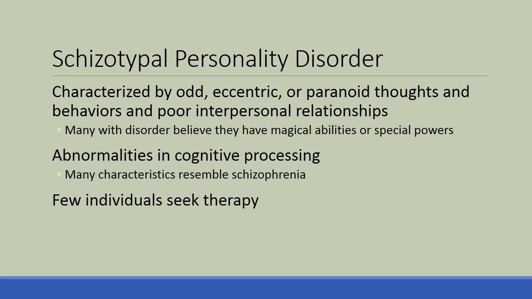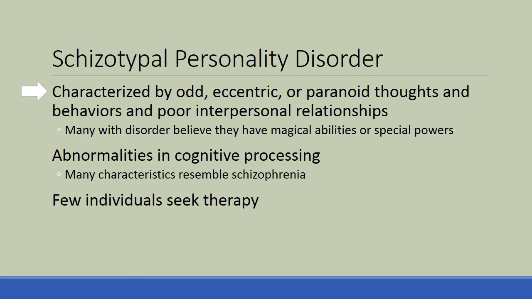The final diagnosis in cluster A is schizotypal personality disorder, characterized by odd, eccentric, or paranoid thoughts and behaviors and poor interpersonal relationships. There are psychotic-like symptoms. Many with this disorder believe they have magical abilities or special powers. Magical thinking is believing you have special powers or magical control over others.